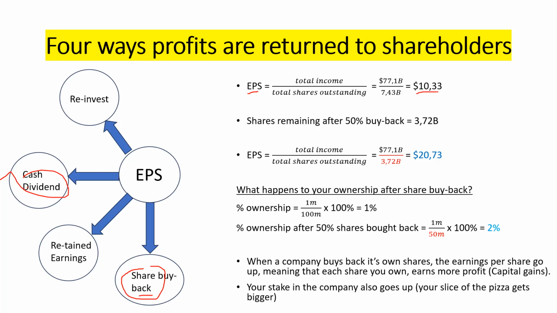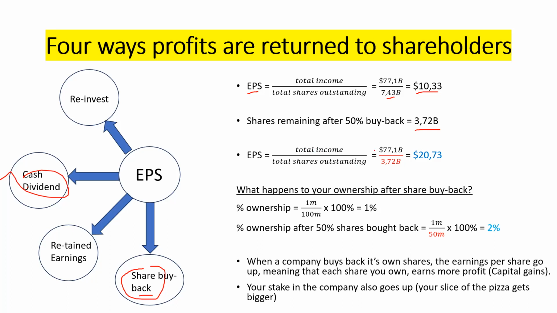Now, Microsoft buys back 50% of its shares. So how many shares are remaining? You take 7.43 billion, you divide it by 2, you get 3.72 billion. So now there are only 3.72 billion shares outstanding, which is half of what it was before the share buyback. So we plug it into the equation.